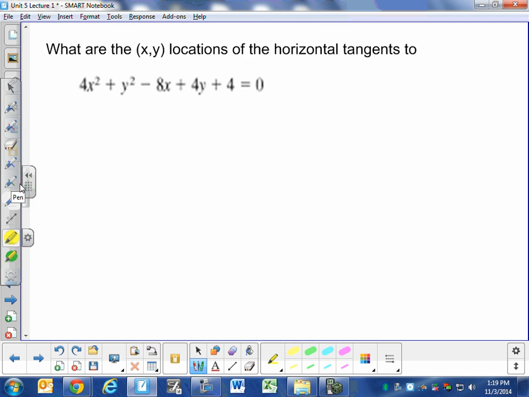Well, we will be asked to find the locations of horizontal tangents to implicit equations. Like that one. But we know through practice that we just need to take the derivative and set it equal to 0 and solve. Let's see if we can do that.